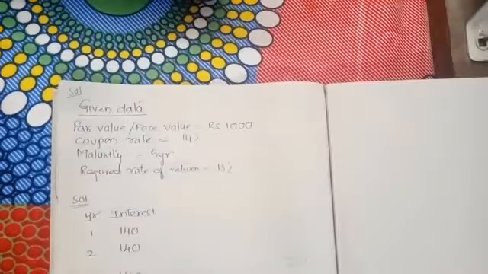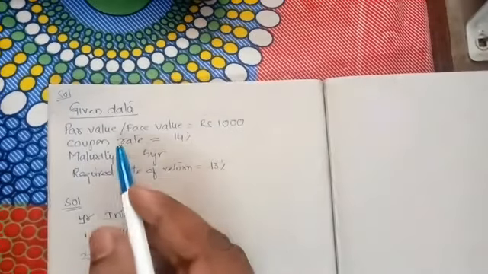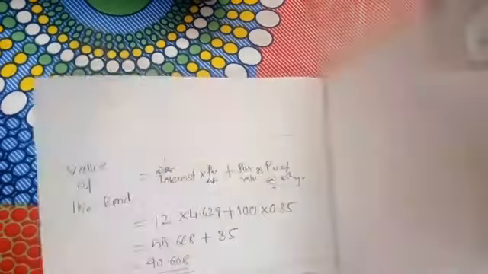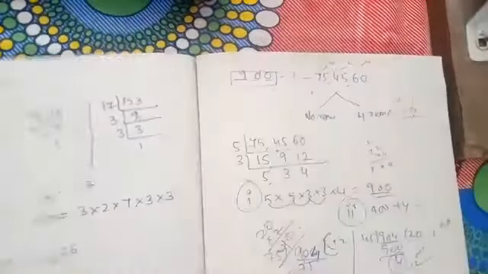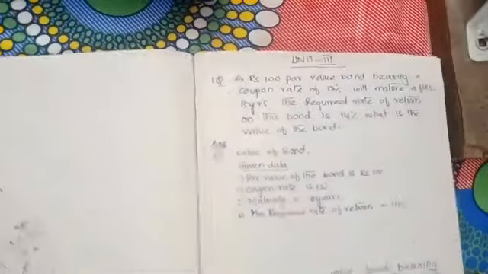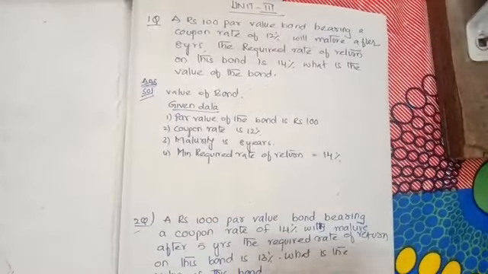So this is the second problem that we are going to do. In the second problem, we got the data. We have read the problem here. What was the second problem? He asked us to calculate the value of the bond.